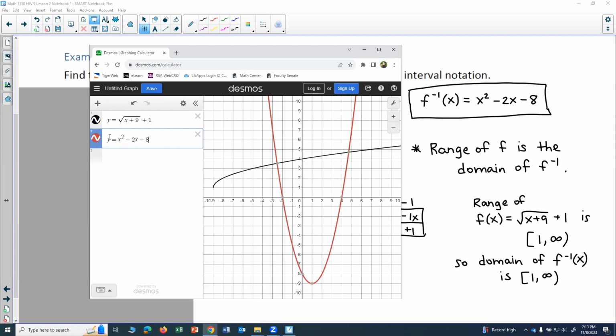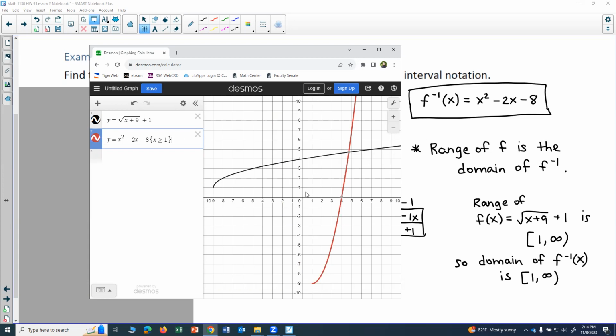And I want to put in that restriction. So the way we put in a domain restriction is we use a set bracket right here. And I want x to be greater than or equal to 1. So I'll put x. From my keyboard, I'll put the greater than, and then I'll put the equals key from my keyboard. So greater than or equal to 1. Close off your set bracket.